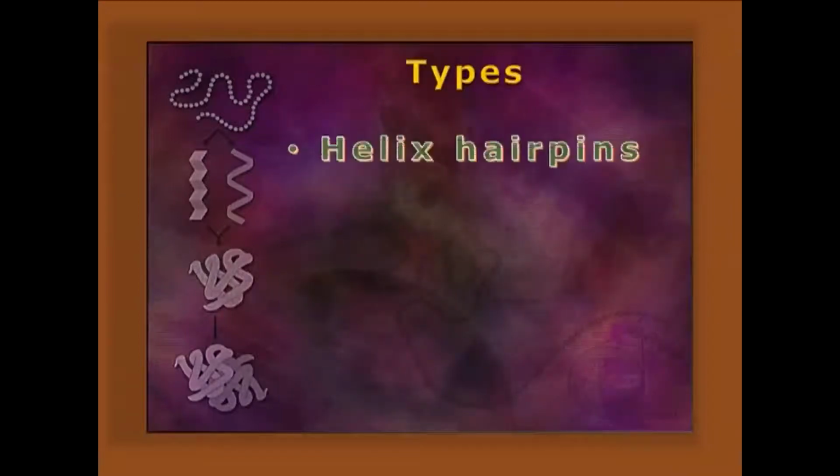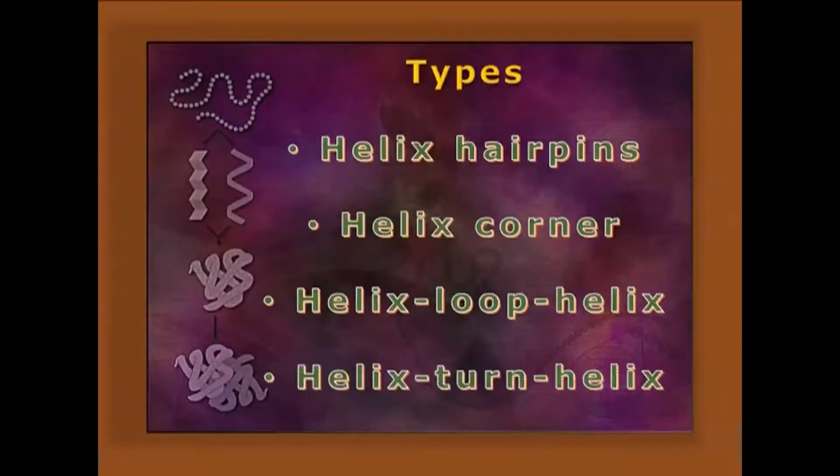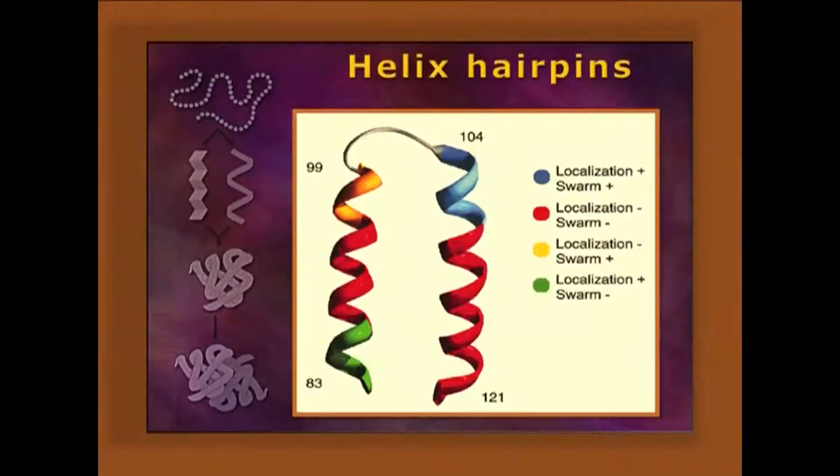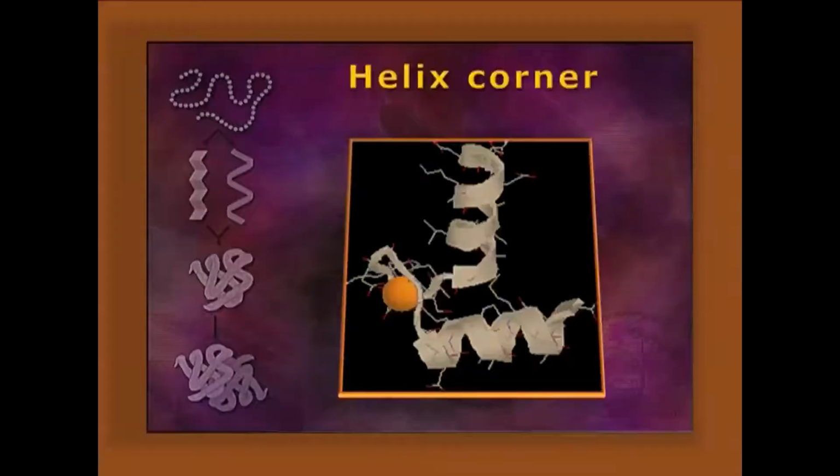Types. It includes helix hairpin, helix corner, helix loop helix and helix turn helix. First one, helix hairpin. You can follow, it looks like a hairpin. So, two anti-parallel alpha helices are joined by a loop of a large polypeptide, maybe of 2 to 16 residues. If there are very short, 2 residues, then 2 helices are closely compacted via non-covalent hydrophobic interaction. Helix corner. Now, 2 helices are right angled with each other. It may also be called alpha-alpha corner.